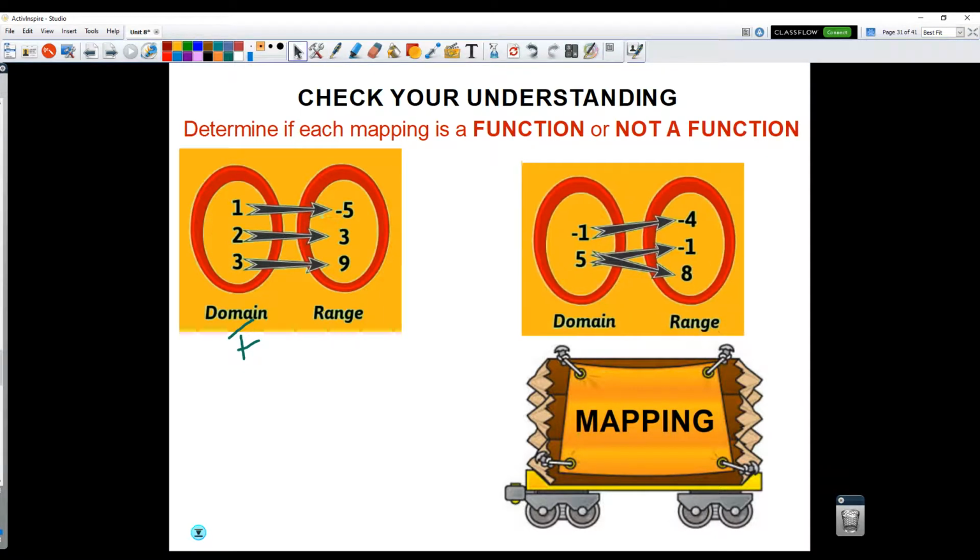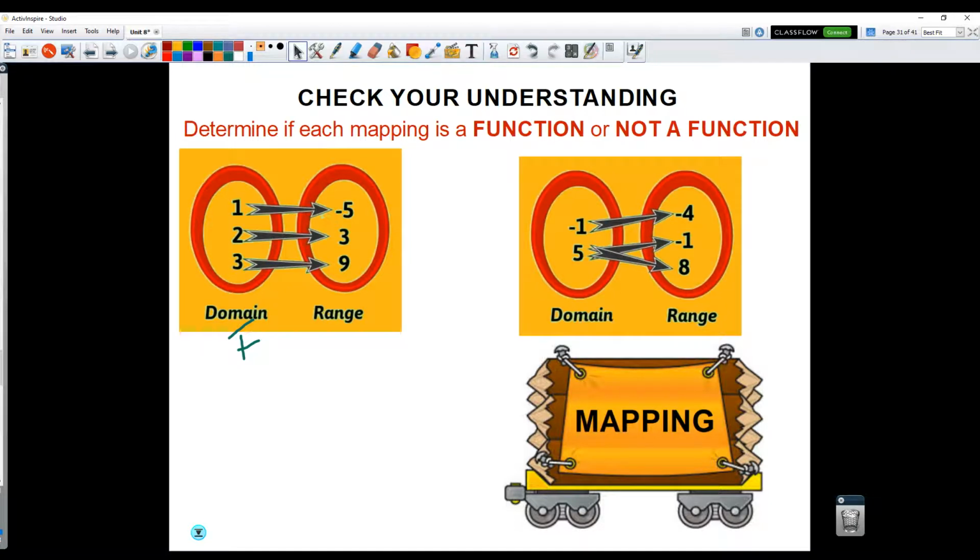Now let's look at this example here. I have a -1 and a 5 in my domain, and a -4, -1, 8 in my range. Right here, do you see how this 5 is getting mapped to two different y values, ranges? The fact that there are two arrows coming off of that 5 means that that 5 is repeating. So since my x value is repeating, this one is not a function.